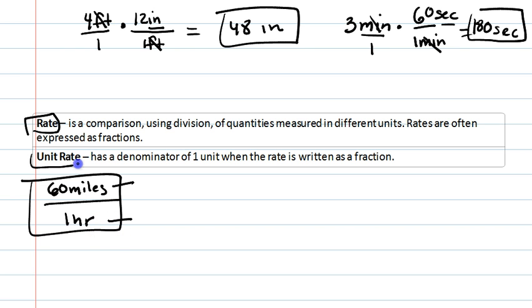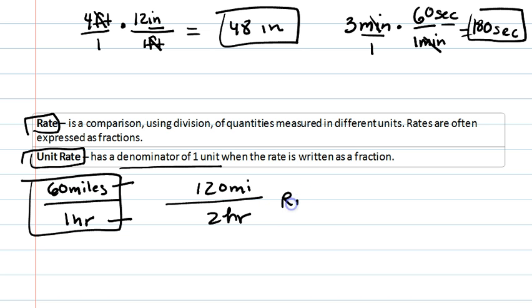Now a unit rate is a special kind of rate. It has a denominator of 1, so for instance 60 miles over 1 hour would be considered a unit rate. If I said 120 miles over 2 hours, this would not be considered a unit rate, but it would be a rate. This is a special kind of rate, or a unit rate, because it has a denominator of 1.